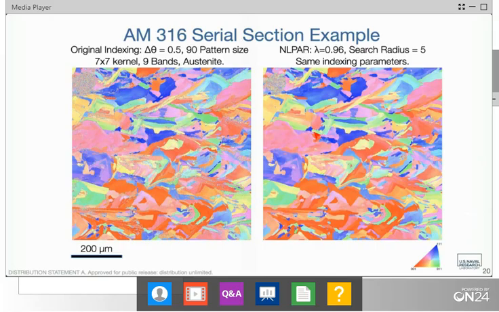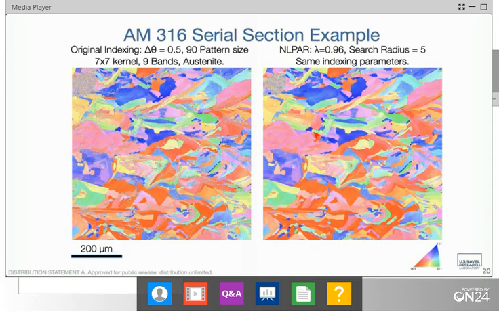And so being able to scan at a higher rate, we were basically able to capture data that was equivalent to scanning at half the speed. And as I mentioned, our section time is highly dependent upon how quickly we can collect EBSD data. So this basically doubled our collection rate. By being able to use the NLPAR algorithm, we've doubled our collection rate.